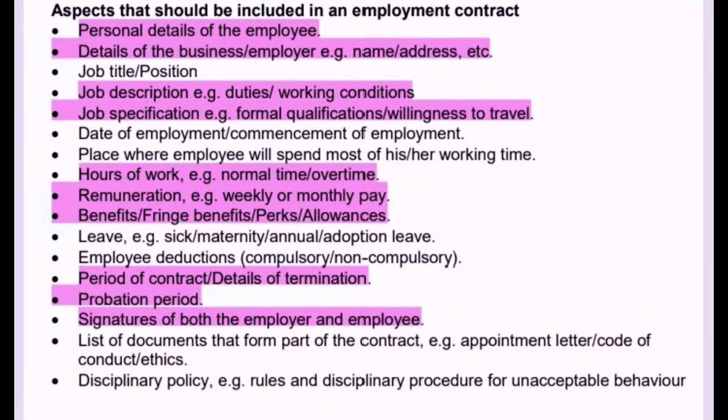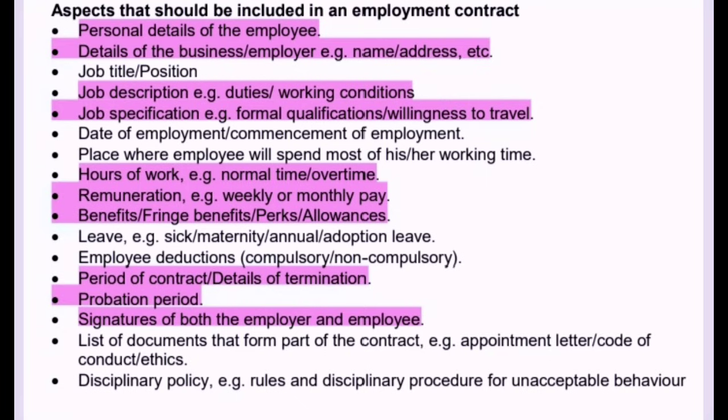Job specification, e.g. formal qualification, willingness to travel. It must be included in the employment contract. Hours of work must be included in the employment contract, e.g. the hours of work must include the normal time and the overtime. They must also include the remuneration. Weekly or monthly payment: they must include the salary in the employment contract.